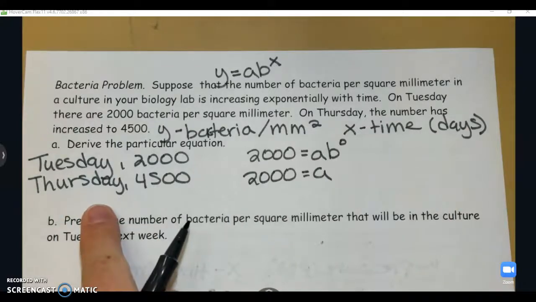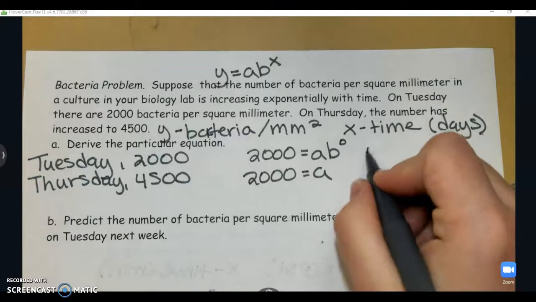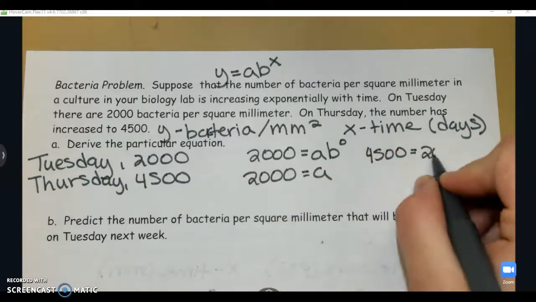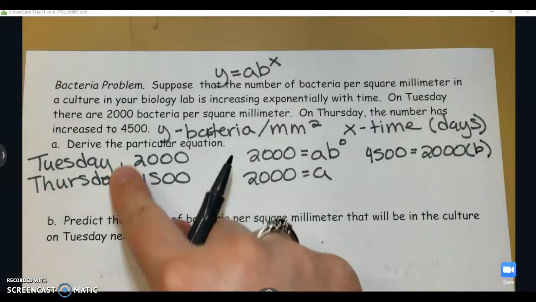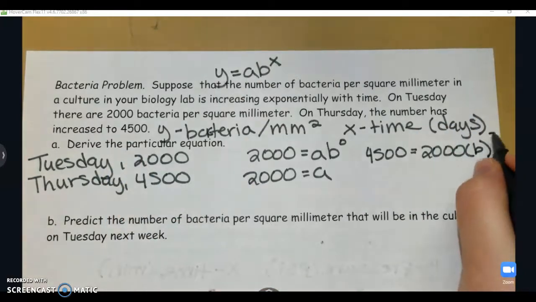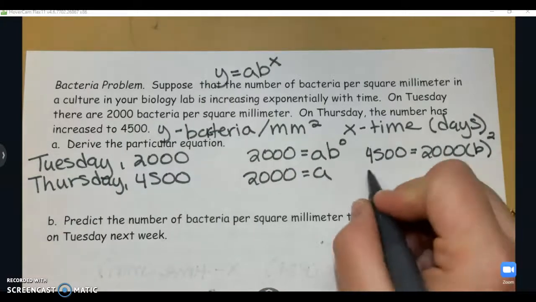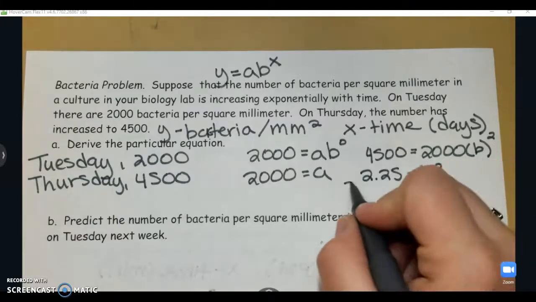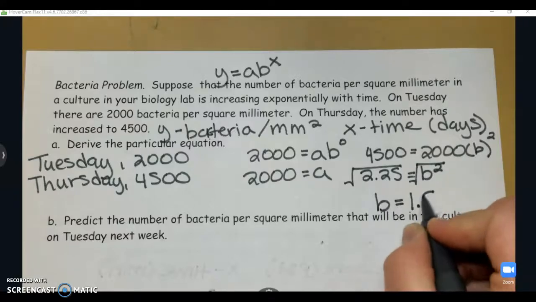Now we can use our second set of data points to find what B is. So on Thursday, 4,500 bacteria per square millimeter is equal to A, which is 2,000, times B to the number of days that have passed. It has been 2 days since Tuesday on Thursday. So 4,500 is equal to 2,000 times B squared. So we divide by 2,000, and we're going to get 2.25 is equal to B squared. And so to solve for B, you take the square root of both sides, and B is about 1.5.